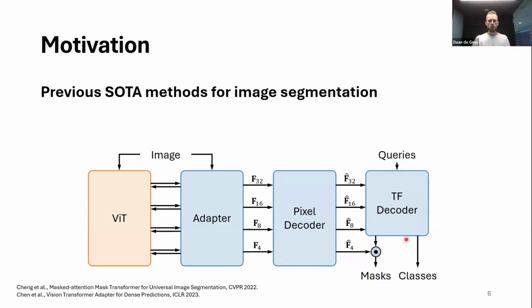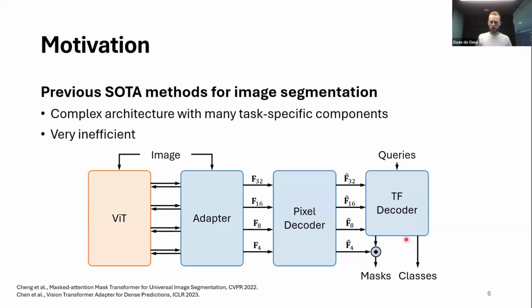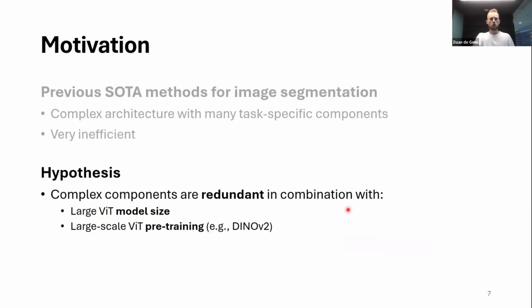So as you can see, this architecture is quite complex, and it has many of these task-specific components. And although these architectures are very accurate, they lead to very accurate results, they're also very inefficient because they're all non-standard operations, and they introduce several bottlenecks at several stages. So in the end, these models are quite slow. So we were thinking it must be possible to do this more efficiently.